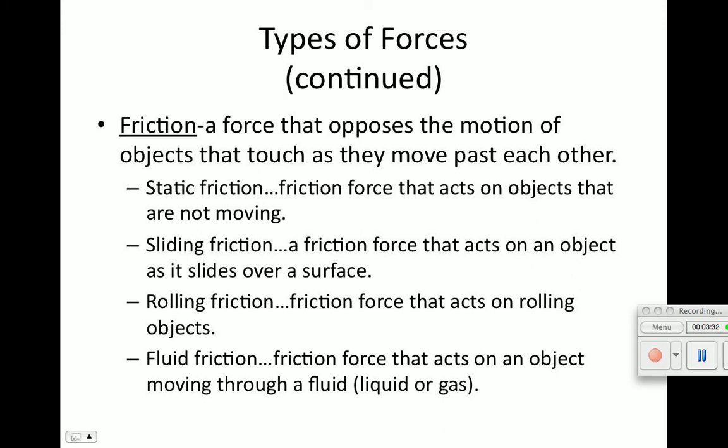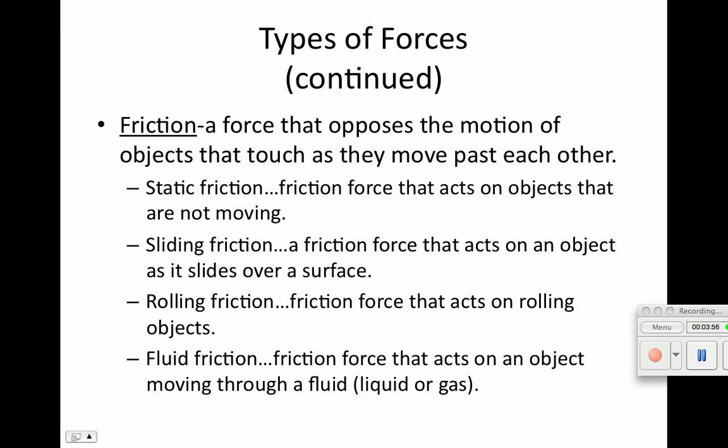Sliding friction is the frictional force that acts on an object as it slides over a surface. So once I push the very heavy box, I finally overcome that static friction, and then I'm sliding the box across the floor. There is a force that's opposing that motion. You have to keep pushing the box to get it to move because you are working against sliding friction.